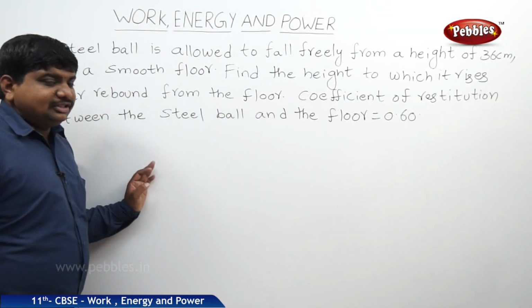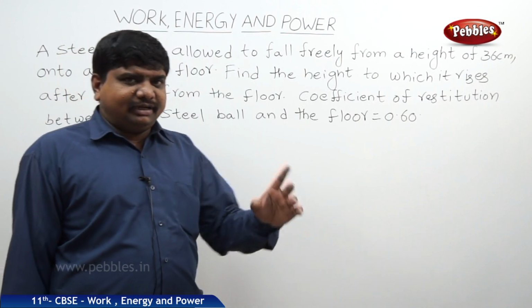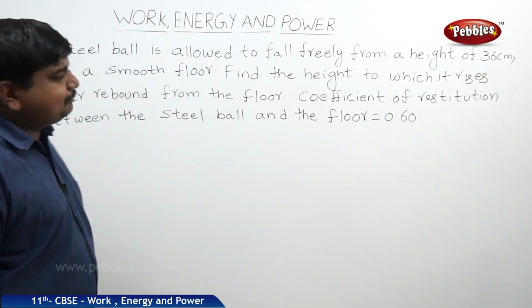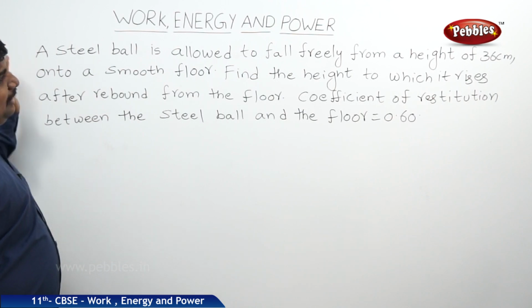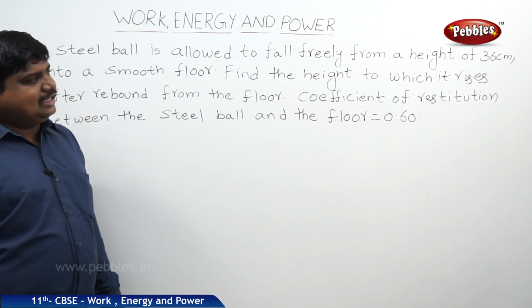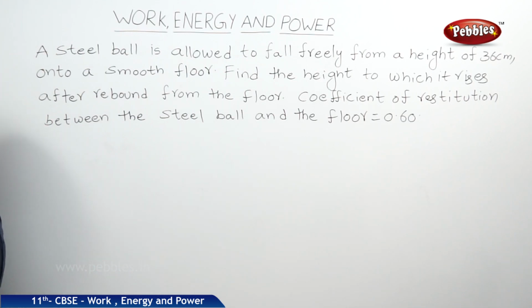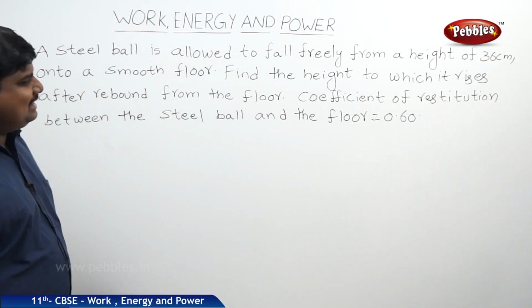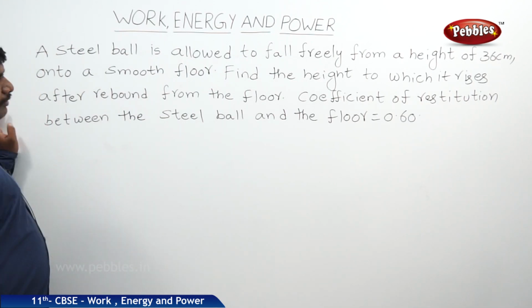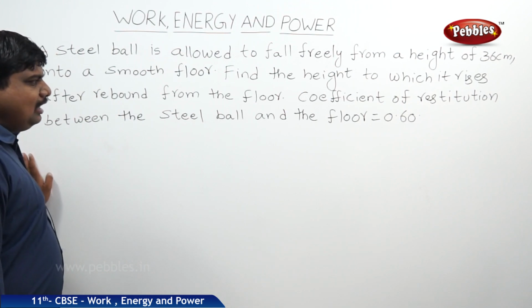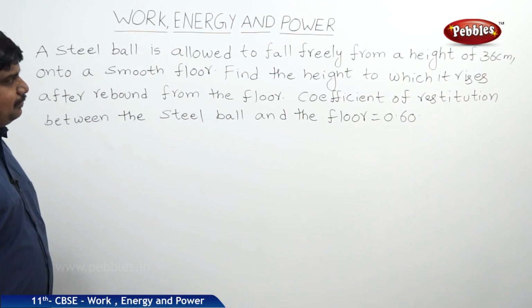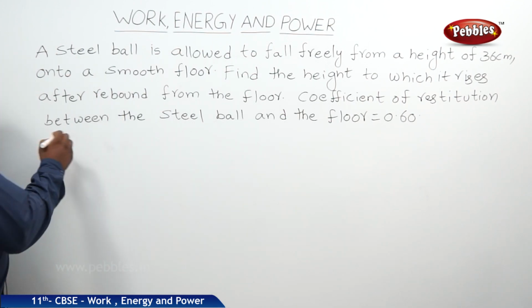Here is one problem which is related to the concept of height attained by the body after a number of rebounds. A steel ball is allowed to fall freely from a height of 36 centimeters onto a smooth floor. Find the height to which it rises after rebound from the floor. The coefficient of restitution between the steel ball and the floor is 0.60. We should find out the height after the rising.